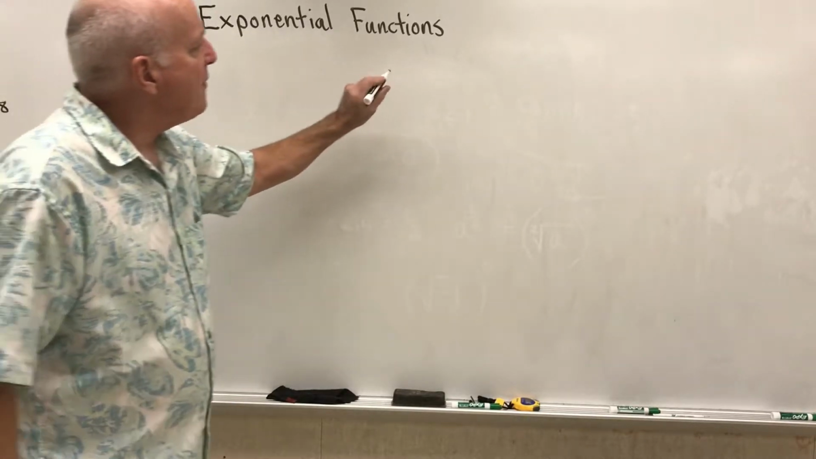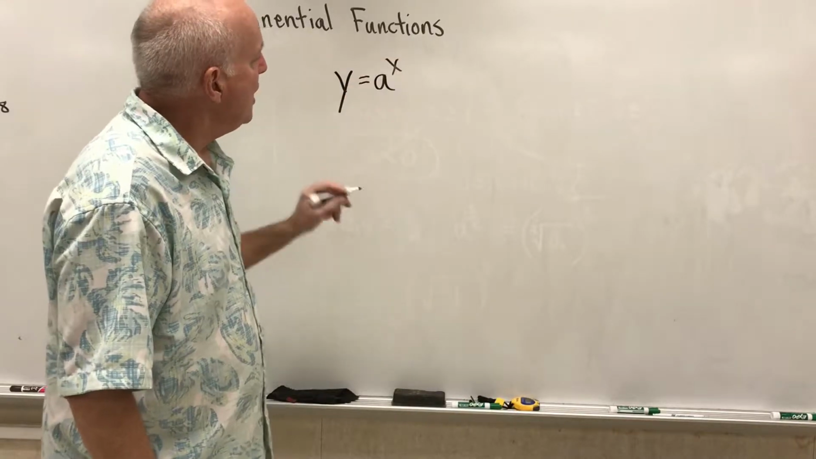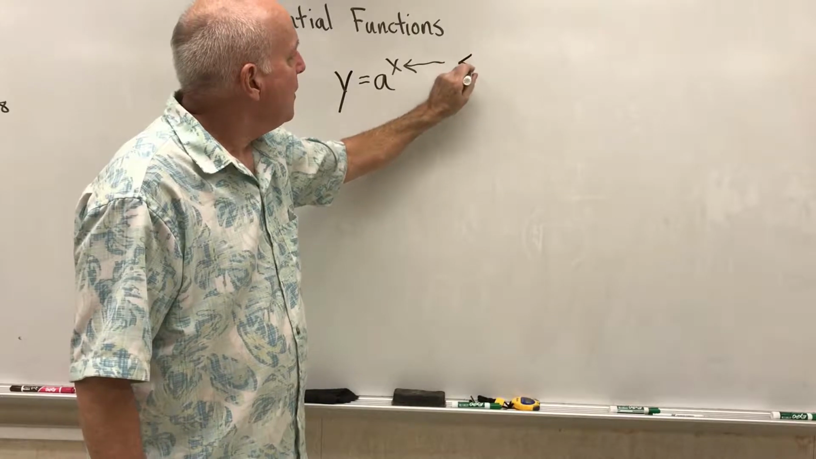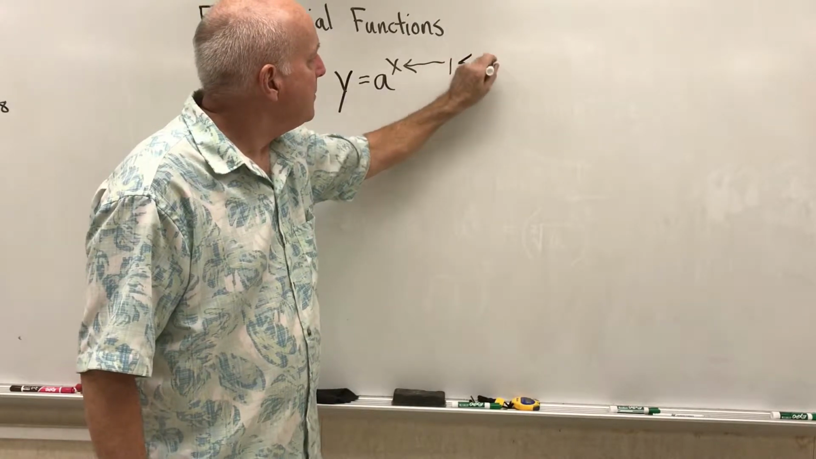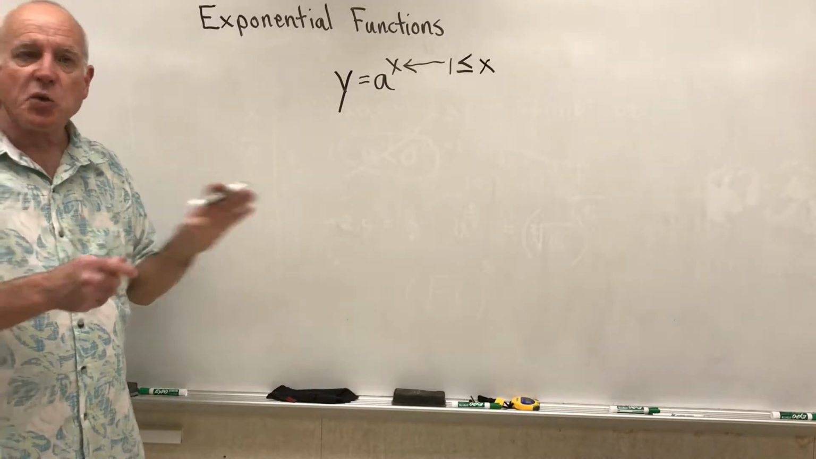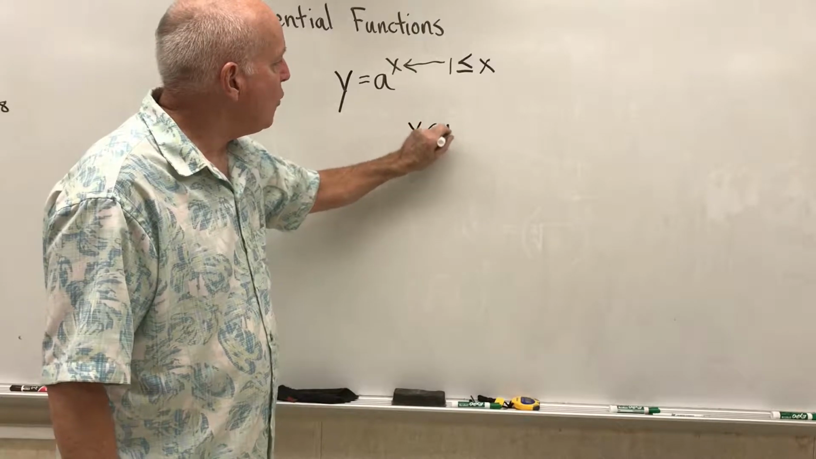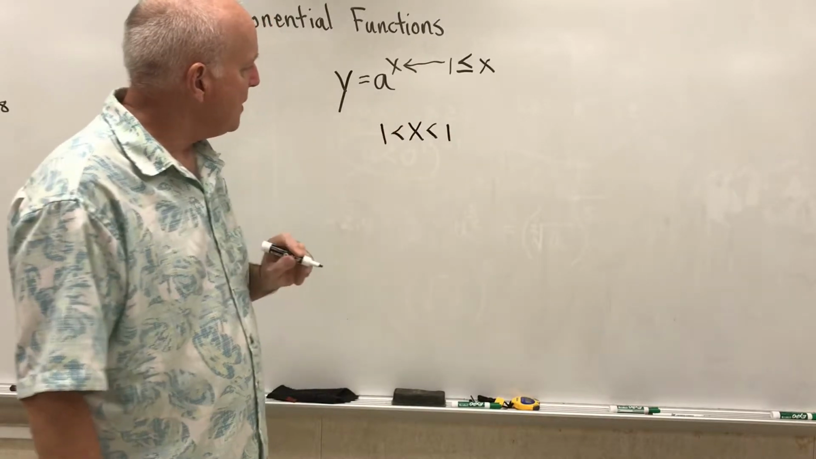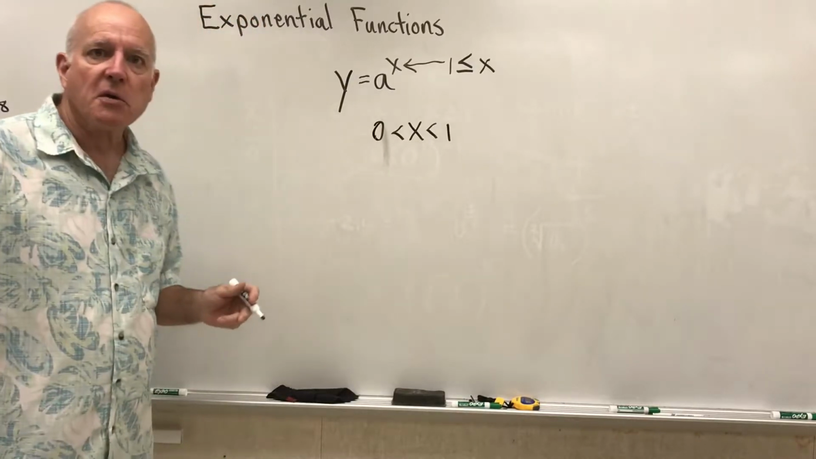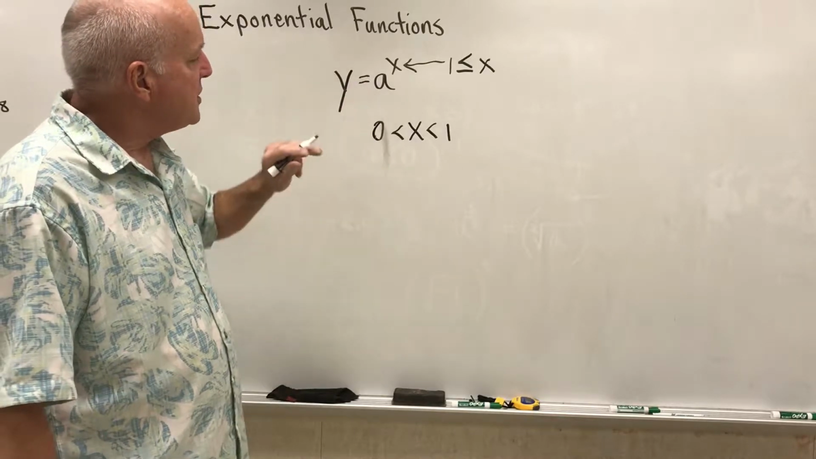Up to this point, we've always looked at y equals a to the x. We've always looked for x greater than or equal to 1. All right? We're going to start looking at another territory. Today, we're going to look at x less than 1 but greater than 0. That's what I meant to say. So let's decide on what our coefficient's going to be.